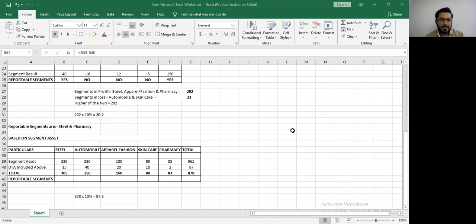You will have to deduct DTA from the segment assets. After deducting DTA, you get 305 for steel, 250 for automobile, 160 for apparel fashion, 80 for skincare, and 83 for pharmacy. After that, from 965, you deduct the DTA included. You get how much? 878. 10% of 878 comes to 87.8. Tell me, are separate disclosures required for steel?